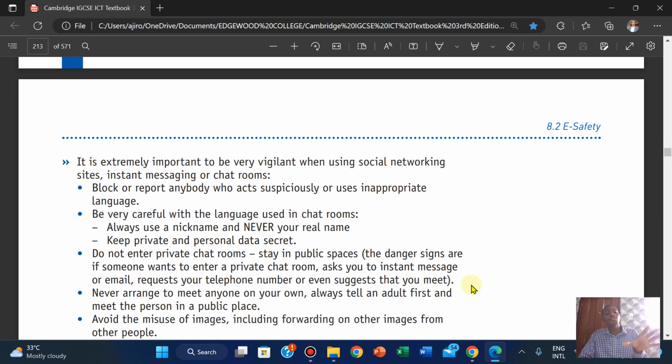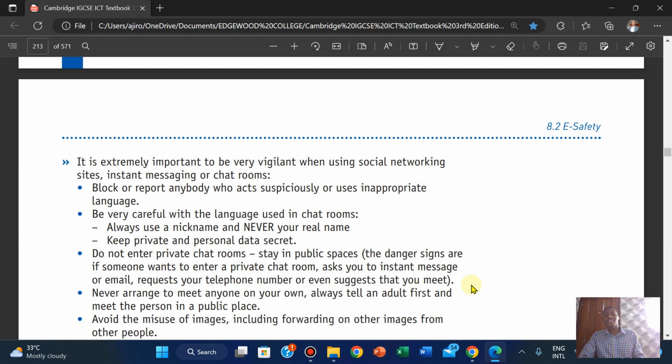Never arrange to meet anyone on your own. Always tell an adult. As teenagers, always tell an adult first. Meet people in public places, because someone says, come and meet me, or let's hang out, and you just go to the person's house. Boom. They will take you to where you do not know. So please always meet people in public places. See them first in a public place. You don't just go to a secluded place, but a public place.